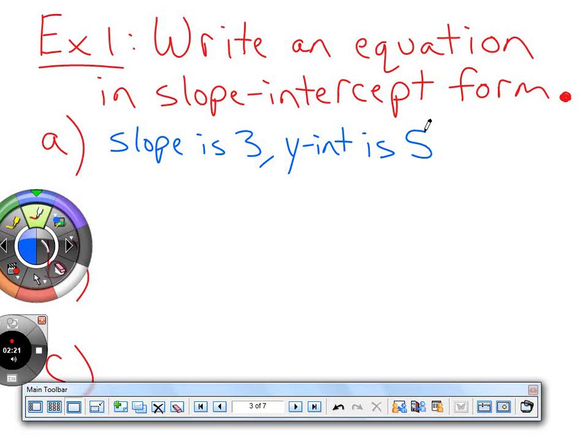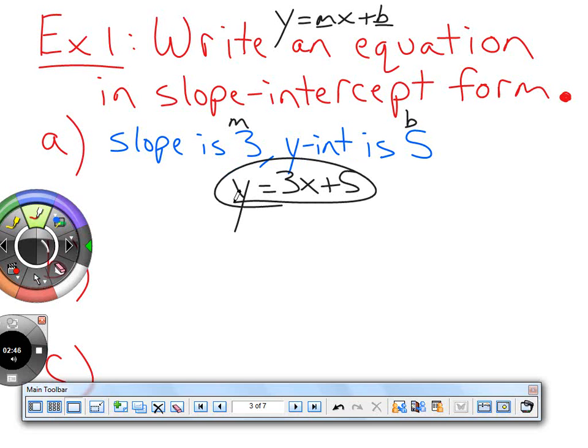Now they've really given us the 2 things that we need to be able to write an equation in slope-intercept form. Remember, slope-intercept form is y equals mx plus b. We only have 2 things to plug in, the slope and the b being the y-intercept. So the m is right here, it's 3. The b is 5, so we just write our equation. Y equals 3x plus 5. That's it. Just plug those 2 numbers in.